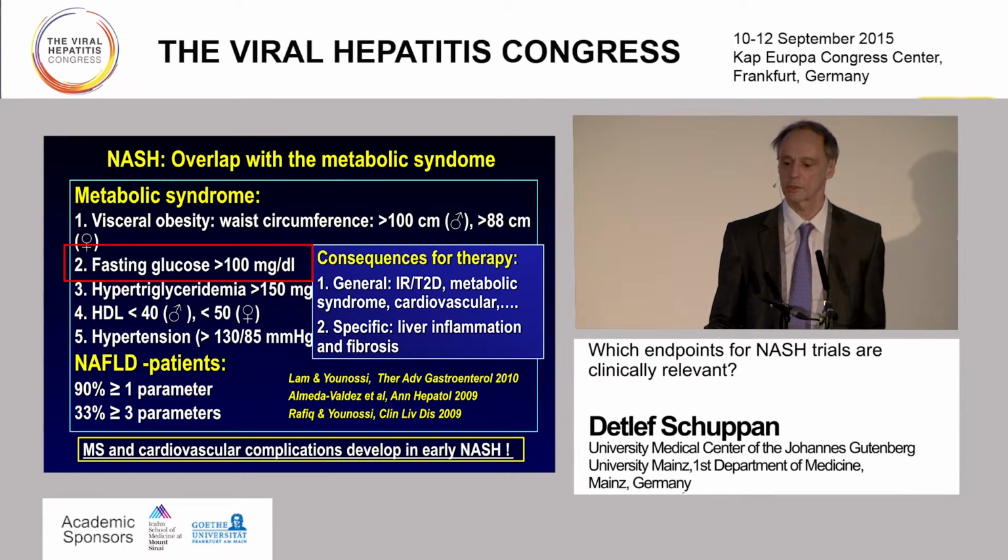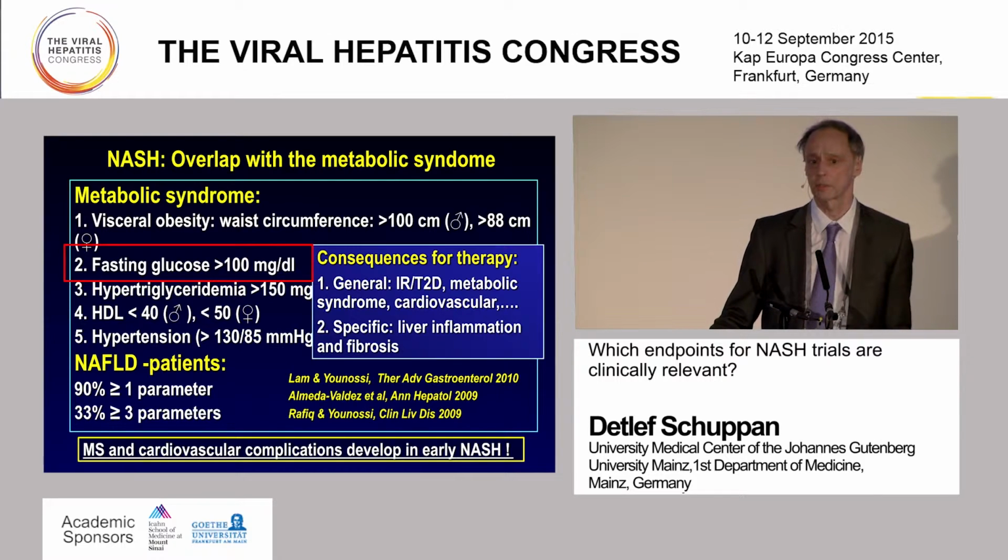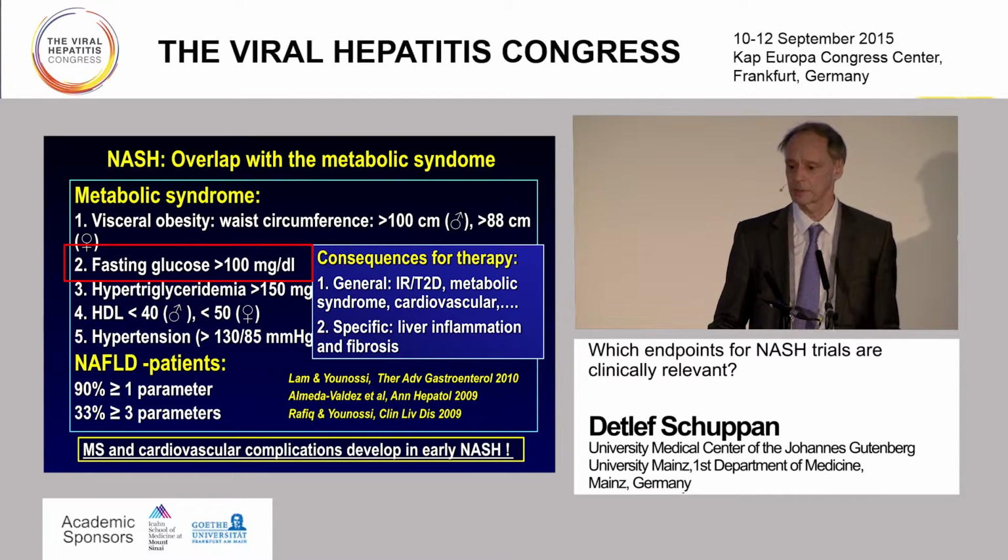And NAFLD patients, not necessarily the NASH patients, have at least one parameter in the majority. And about 1/3 has 3 of these parameters, and that's tightly associated with the metabolic syndrome and cardiovascular mortality. So when we look at endpoints in clinical trials, we have the general endpoint, which is alleviation or treatment of the metabolic syndrome and the associated diseases like type 2 diabetes and also cardiovascular mortality in terms of atherosclerosis and heart disease. And we have the slightly more specific liver endpoint, which is mainly fibrosis, especially cirrhosis. And this, again, is tightly associated with the liver inflammation.